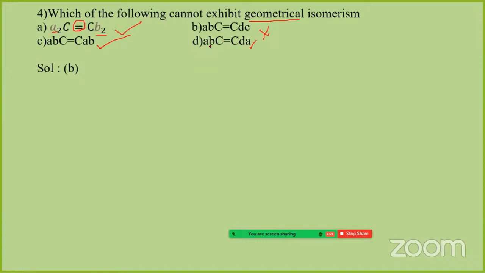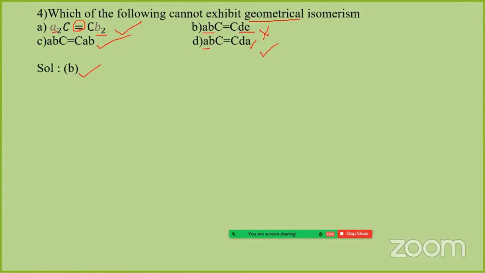So this is also showing the geometrical isomerism because two similar A groups are present, but D and D are different. Even though they are different, because of these two A groups on each carbon, it will show geometrical isomerism as maybe cis or trans. But here, totally these A, B and D, E are different. It cannot show the geometrical isomerism. Hence, the answer will be D.